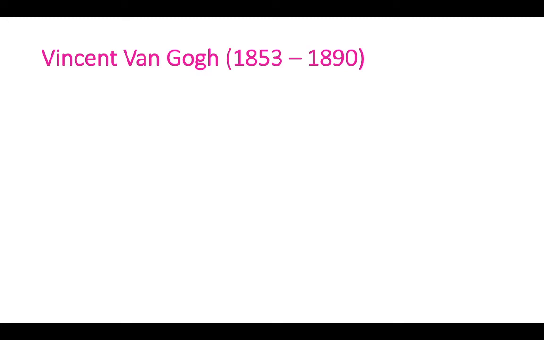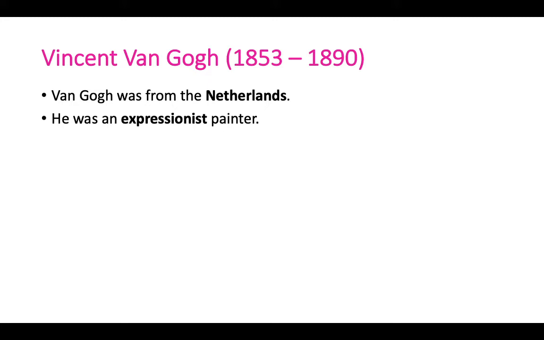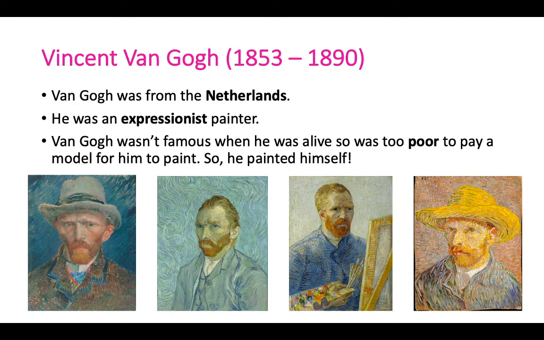Vincent Van Gogh. Some of you may have heard of this artist, 1853 to 1890. Van Gogh was from the Netherlands. He was an expressionist painter. Van Gogh wasn't famous when he was alive, so was too poor to pay a model to paint him. So he painted himself. Van Gogh only became famous after his death, as we've mentioned before. Here are some self-portraits he made of himself.